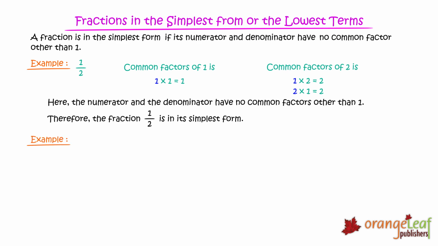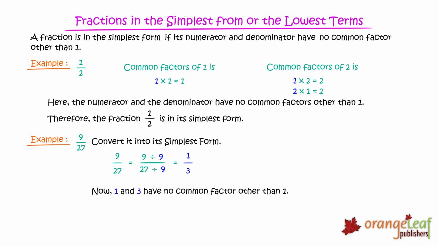Example 2. Consider the fraction 9 by 27. How do you convert it into its simplest form? Is the given fraction in the simplest form? No. Divide the numerator and the denominator by the same number until they have no common factors other than 1. That is 9 divided by 9 by 27 divided by 9 is equal to 1 by 3. Now 1 and 3 have no common factor other than 1. Hence, the fraction 1 by 3 is the simplest form of 9 by 27.